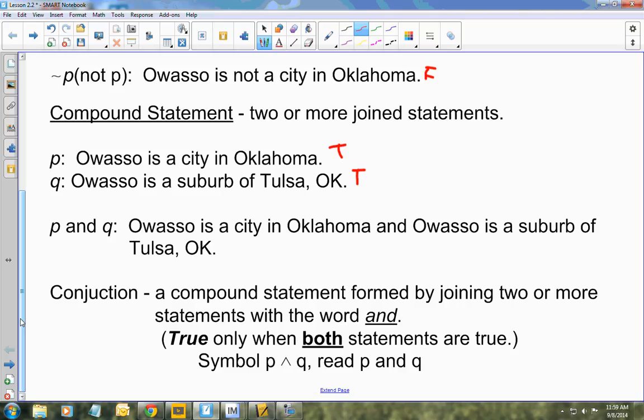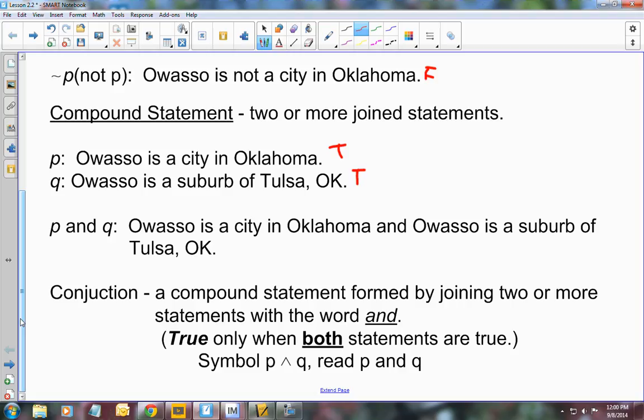A conjunction, like I said, is when you join two statements together with the word and, and it is only true when both statements are true. This is the symbol that we use. It looks like an arrow, part of an A. It goes with and, all of the A's. Arrow, A, and. And it's read P and Q. So you would write P, that symbol, Q instead of writing the whole sentence. What it'll do is give you this, have you determine whether it's true or false, and then you have to write it out.